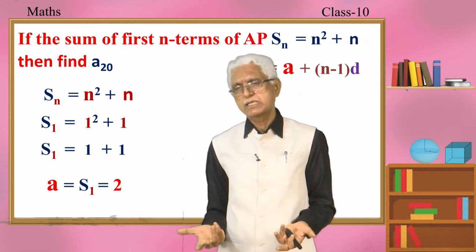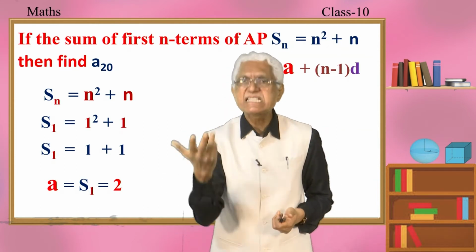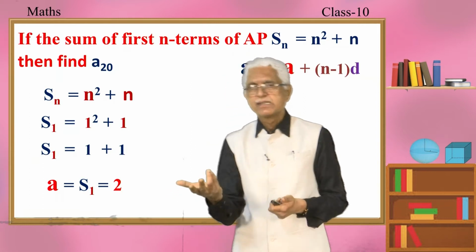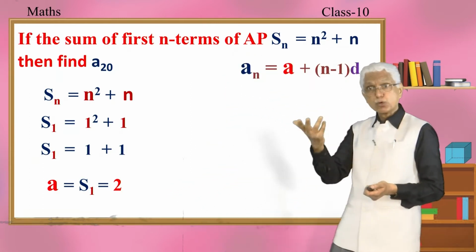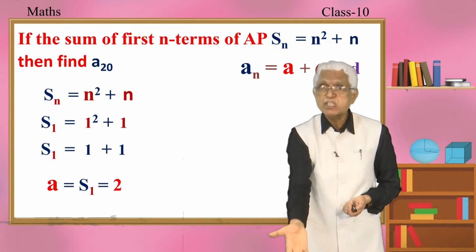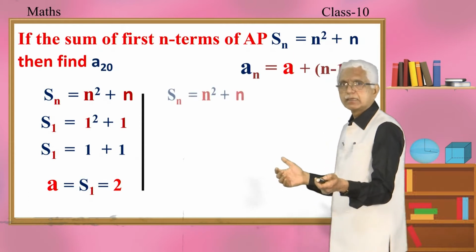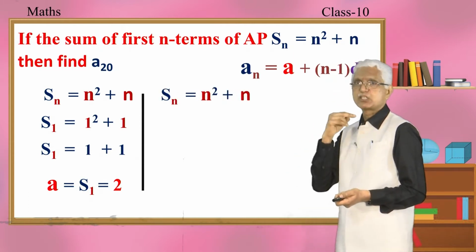What do you mean by the sum of the first term? The very first term. So a is S1, correct. If I say the sum of two terms, it is the first term plus the second term. The sum of the first term means the first term itself. So a is equal to S1, right. Now observe, I will find S2.